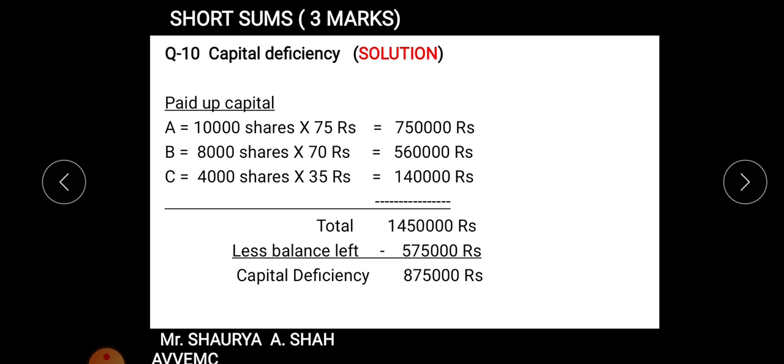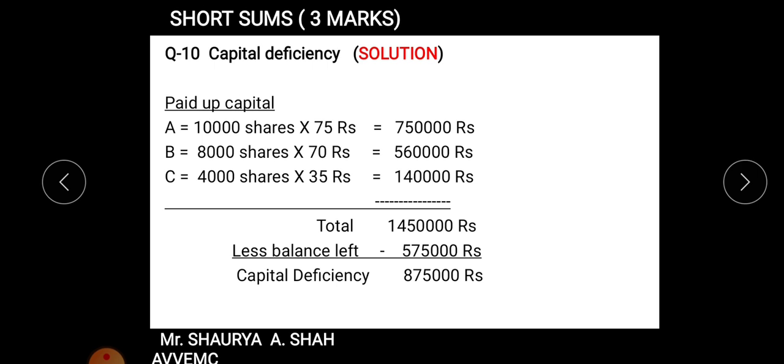14,50,000 rupees, right? Out of that you need to deduct the balance which is left out, 5,75,000. So what is my capital deficiency? My capital deficiency is 8,75,000 rupees, right? Is it clear to each and every student? This is your answer. Only capital deficiency is asked, right? They have not asked which has to be returned the money, which has to be called the money. No, they have just asked for capital deficiency, which gives you the answer for 3 marks. Hope it's clear to each and every student.